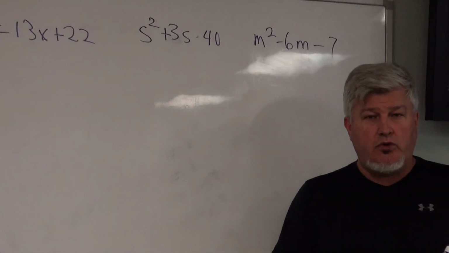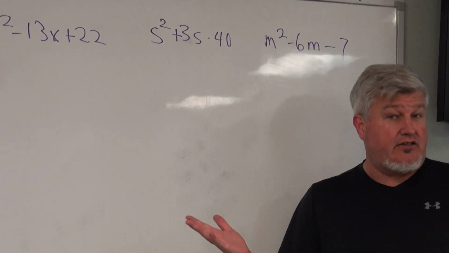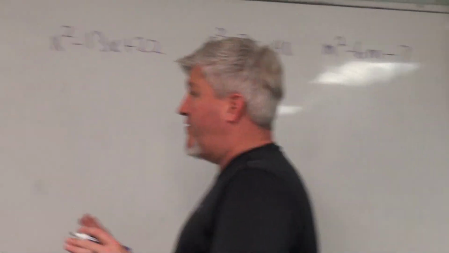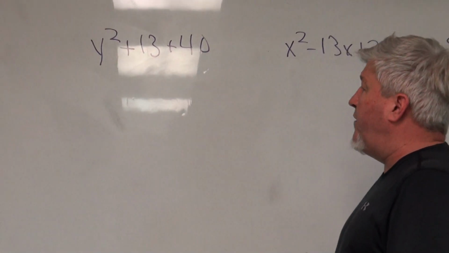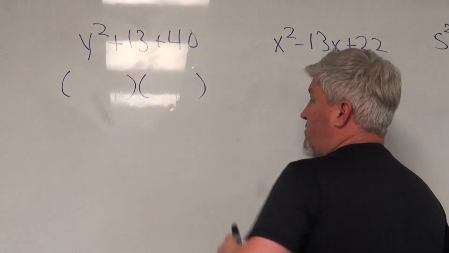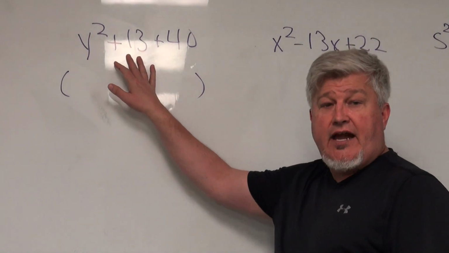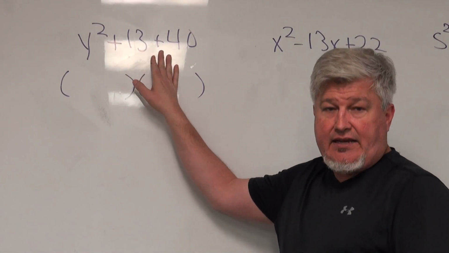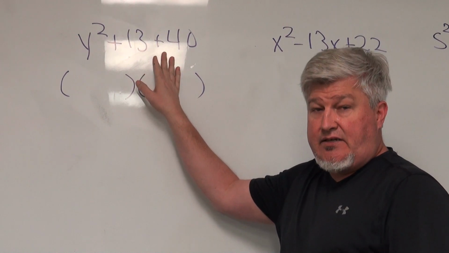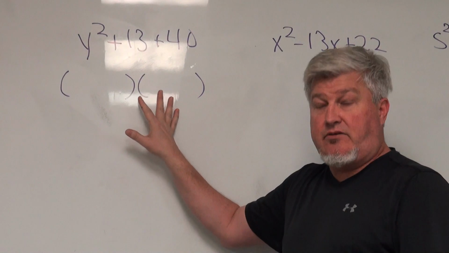I'm going to show you the rules that I utilized when I grew up as to how this happens, and I've found it to be very easy. Okay, so let's look at the first. Here's how I go about it. So the first one is y squared plus 13y plus 40. So I write the brackets, of course, as always. So here's how I learned it. First of all, the first thing I do is I look at the second sign. If the second sign is positive, it means that the sign in both brackets is the same sign.